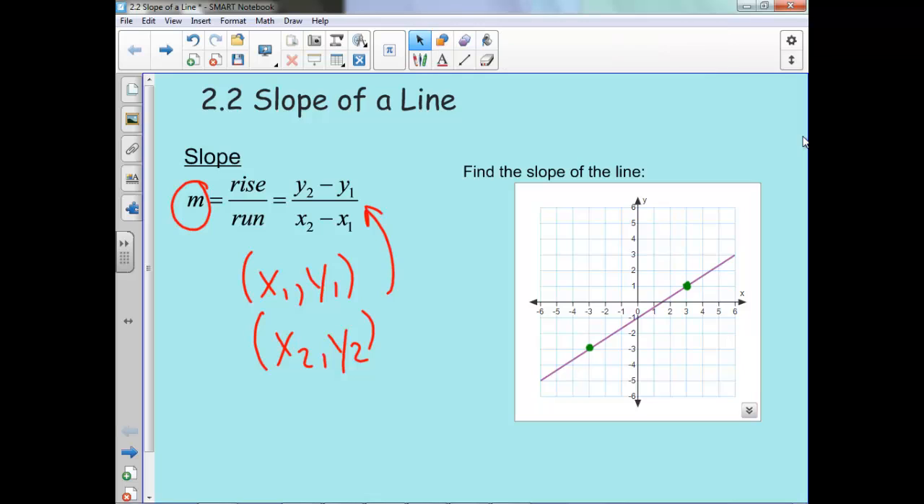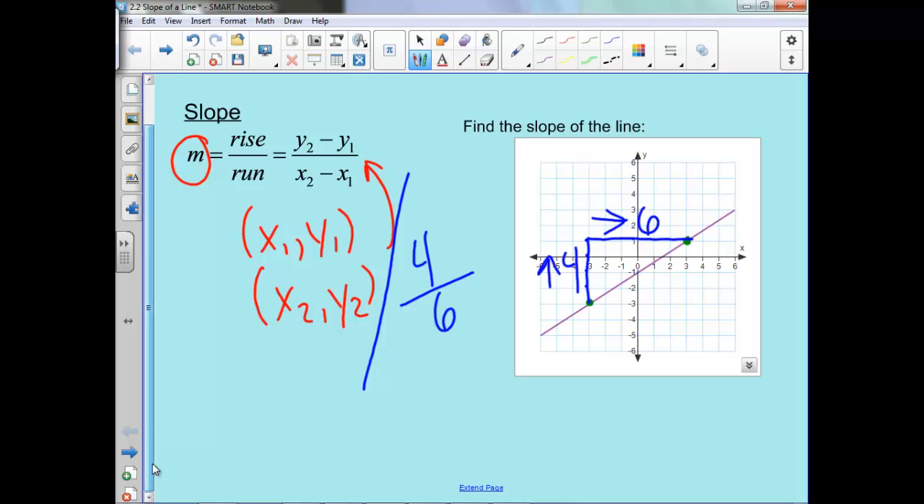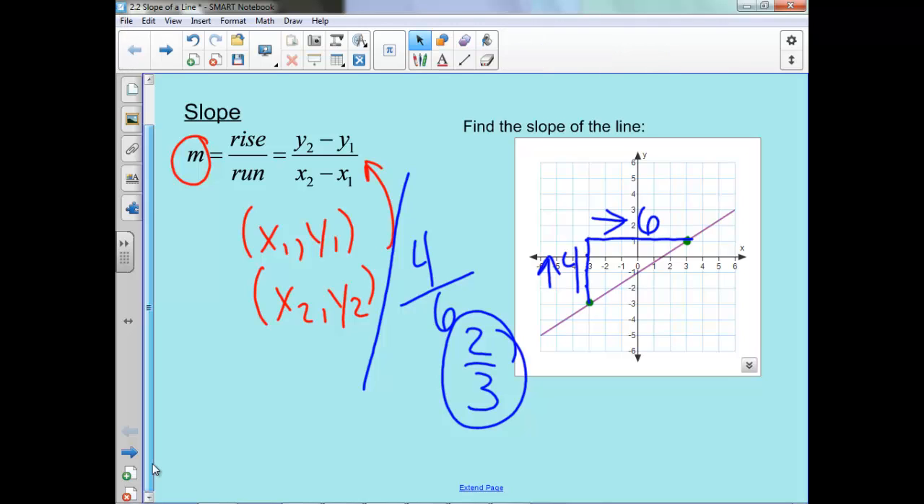Now using our rise over run, we're going to go up this far. So we went up 1, 2, 3, 4. So our rise was 4 over our run was 1, 2, 3, 4, 5, 6. Notice we went up 4 and in the positive direction 6. So our 4 and 6 are both positive. But then we want to reduce. We can divide them both by 2 and get 2/3. So the slope of that line is 2/3.